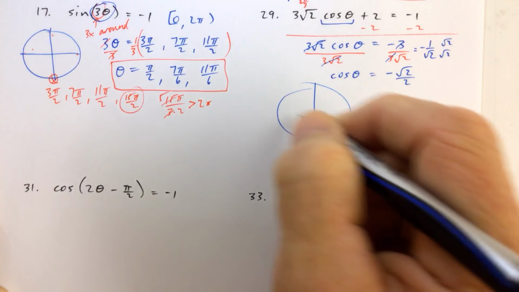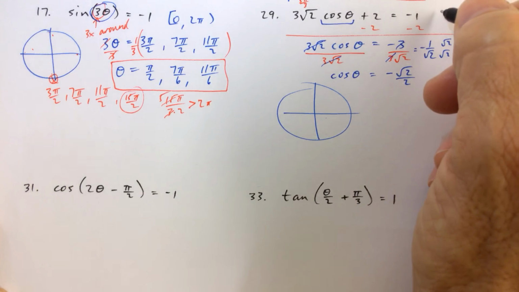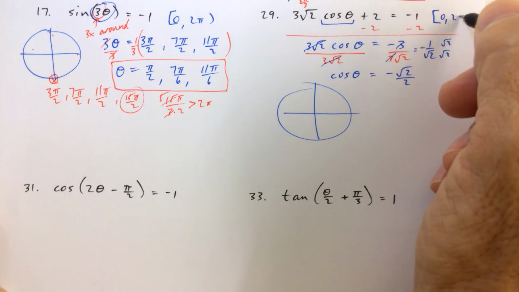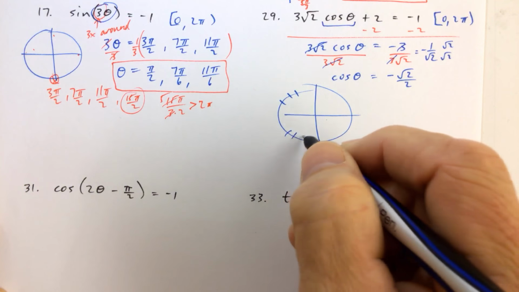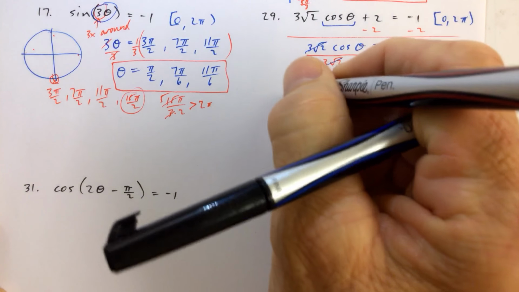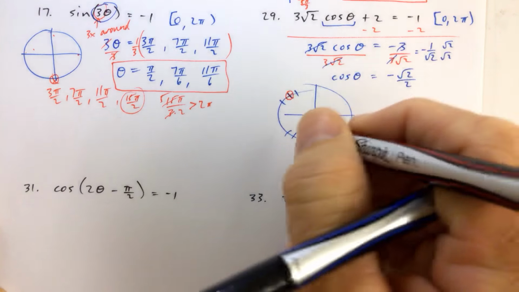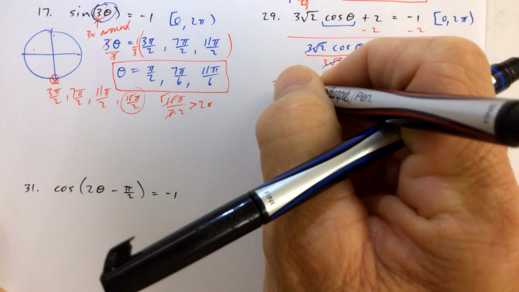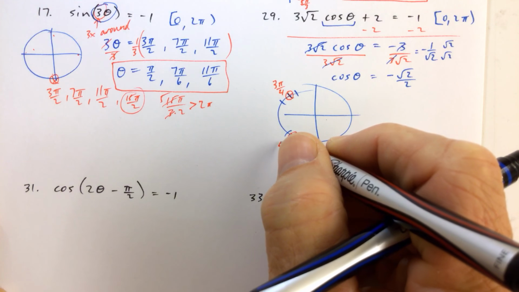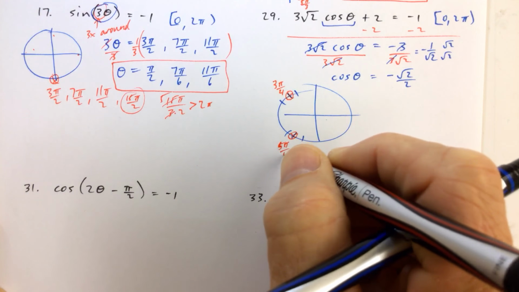And again, we're trying to solve this equation on the interval from 0 to 2 pi. And we know that the cosine is negative in the second and the third quadrants. It's negative radical 2 over 2 at that middle angle. In the second quadrant, it's 3 pi over 4, and then in the third quadrant, it's 5 pi over 4.